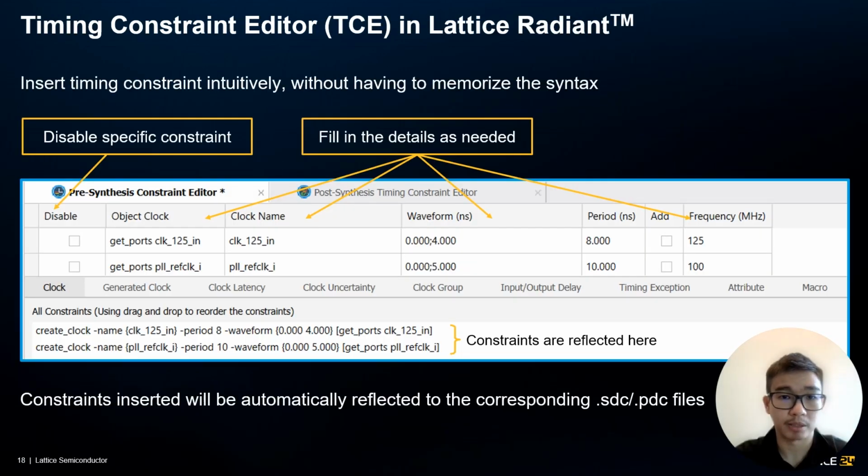The timing constraint editor in Radian, also known as TCE, provides an effortless method for users to insert timing constraints intuitively without having to memorize any syntax. Once launched, users can specify the clock details such as clock name, period or frequency, and the object clock. The corresponding SDC constraints will then be reflected to the targeted .sdc or .pdc files. Users have the option to do this either in the pre-synthesis or post-synthesis timing constraint editor as shown in the snapshot here.